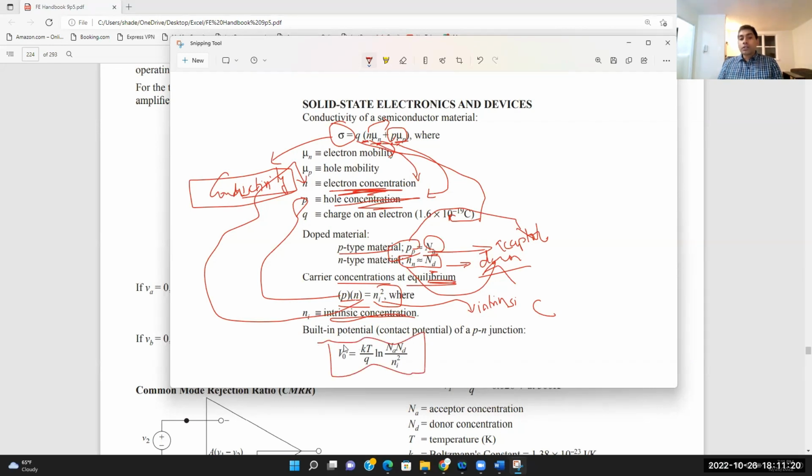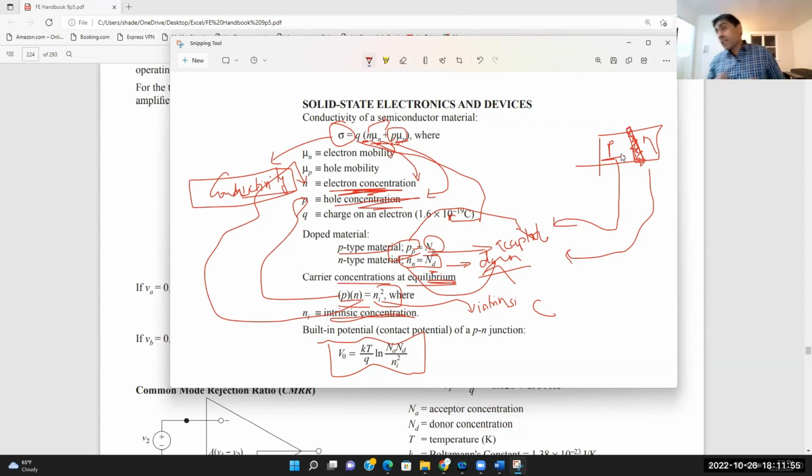The next thing you need to know is that there is a potential difference at the p-n junction. Suppose you have a P and an N. This is the P, which is equivalent to acceptor, and N is the donor. Between the holes and the electrons, there is a barrier with a built-in voltage. They might ask you to calculate this voltage.